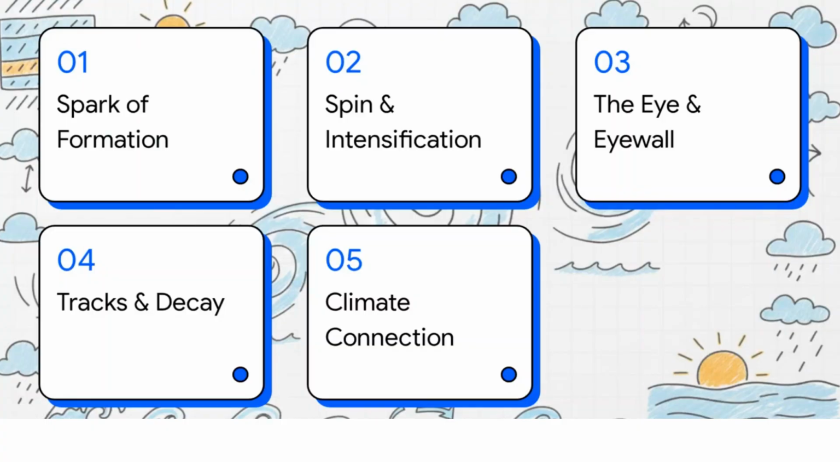Okay, here's our roadmap for today. 1. The spark of formation. 2. Spin and intensification. 3. The eye and eyewall. 4. Tracks, landfall, and decay. And finally, 5. The climate change connection.